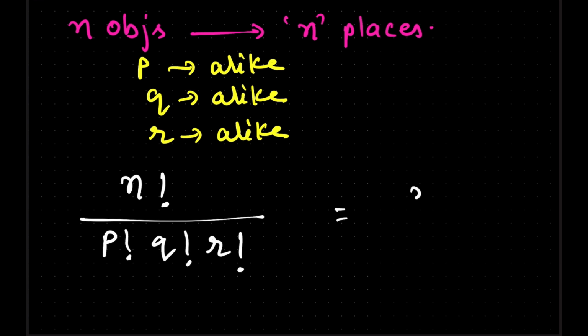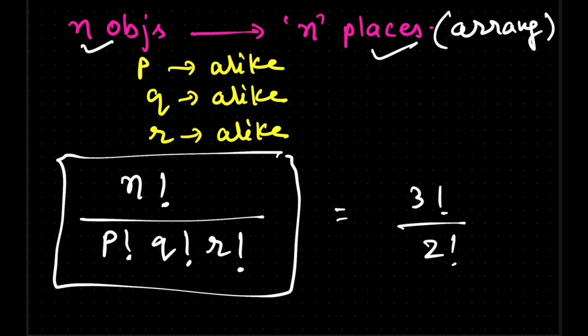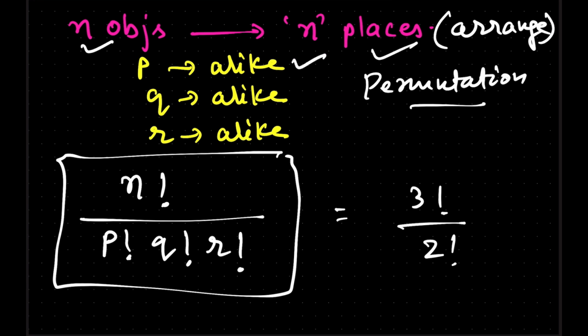Like in the last example also we saw 3 factorial by 2 factorial. Similarly, we can generalize it in this way. So if n objects are there and they have to be arranged, as we are studying arrangement, that is permutation, the permutation formula will change in case you have, out of n objects, p of one type, q of one type, and r of one type. This formula will become this. So let's see some examples.